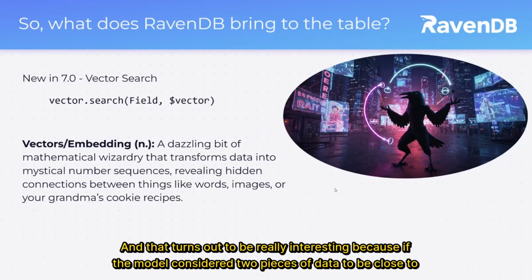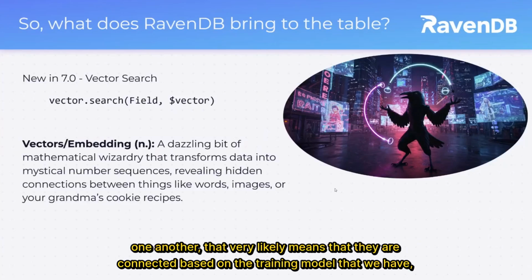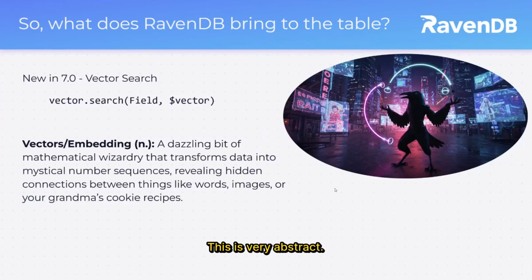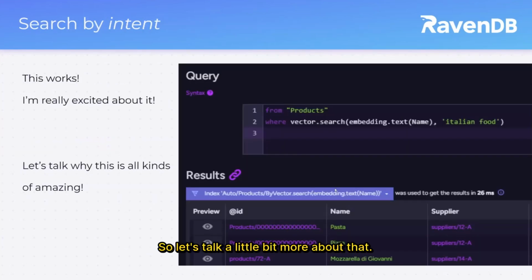That turns out to be really interesting because if the model considers two pieces of data to be close to one another, that very likely means that they are connected based on the training model that we have. Which doesn't actually make sense yet, right? This is very abstract, so let's talk a little bit more about that. Look at this query. If you go now to any 7.0 version of RavenDB, you run this query, you get these results. You're searching for Italian food and you get pizza, pasta.